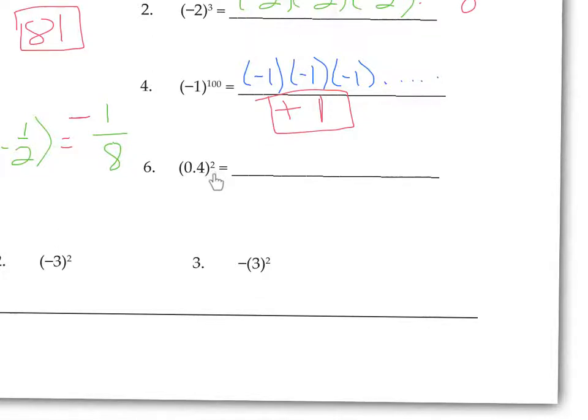0.4 squared. This means there are 2 0.4s multiplied together. So if I write that over here and I multiply them, 4 times 4 is 16. There are 2 decimal places, 1, 2, so I need to move this decimal. This becomes 0.16.